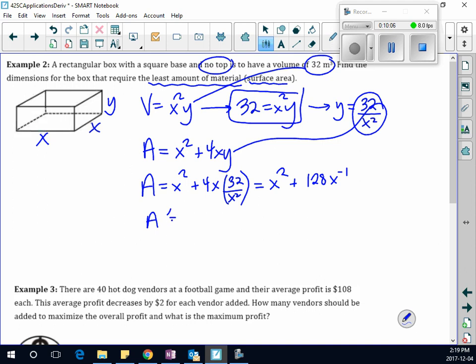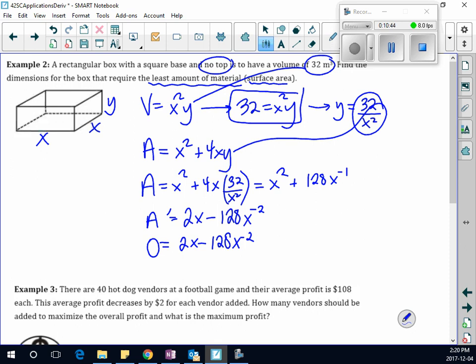So A prime, again, remember I'm trying to minimize this, right? So to minimize this, I'm finding the critical value at the derivative. So that means I get 2x minus 128 x to the power negative 2. So we're going to set that equal to 0 so we can find our critical point. 0 equals 2x minus 128 x to the power negative 2.